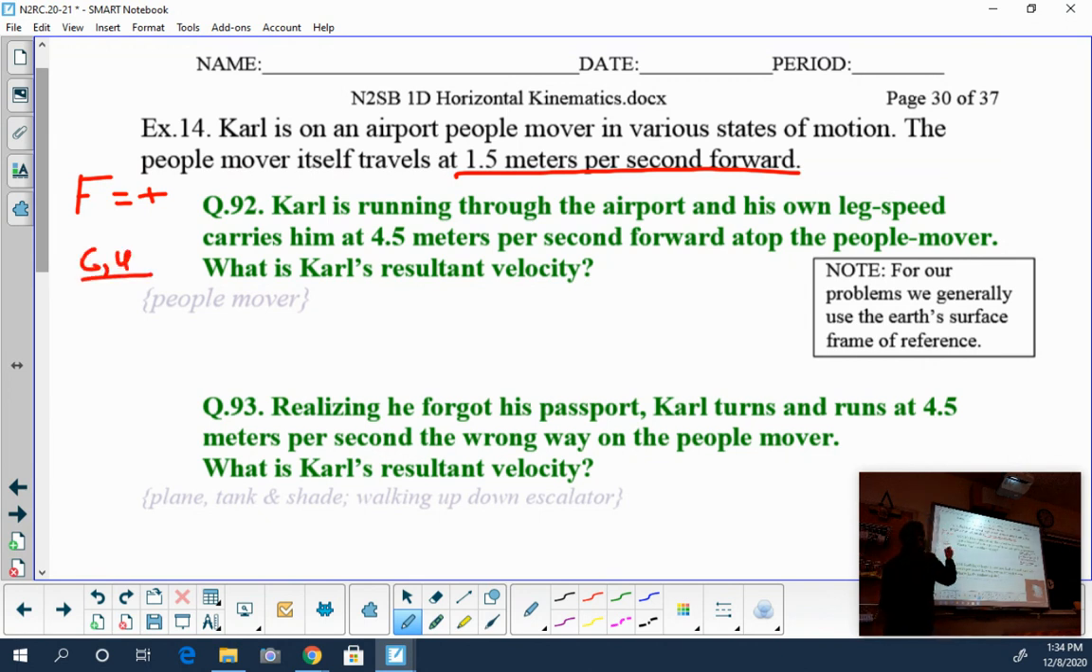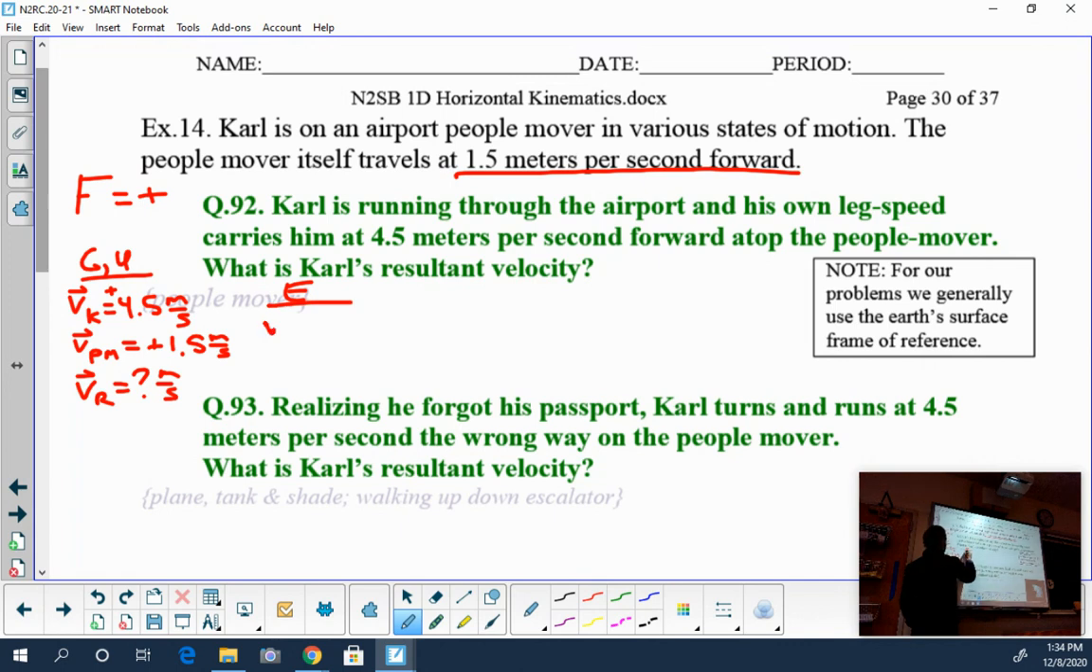I'm going to solve this both ways. His own leg speed. So the velocity of Carl is 4.5 meters per second. He's also going forward, so we can call him a plus. The people mover, he's on the people mover, but the people mover itself, it's called the PM, the people mover, is going forward at 1.5. What's Carl's resultant velocity?